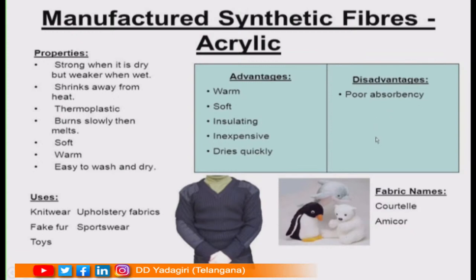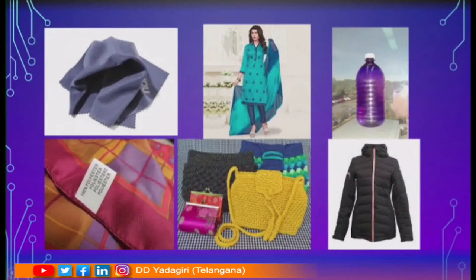It absorbs very less amount of water. The examples of acrylic are Cartelli and Amicord. These are the fiber names under acrylic. Now, see these pictures. This is a cloth which is kept in the spectacles box.